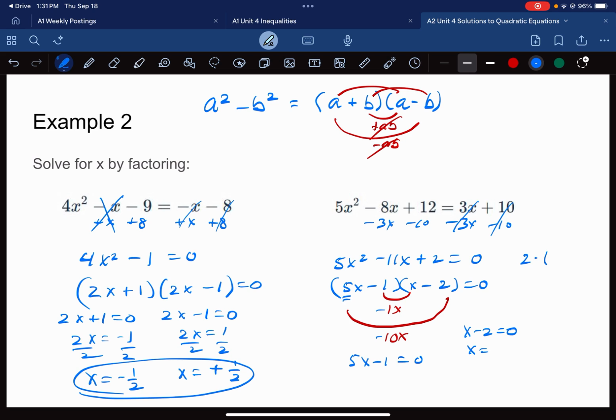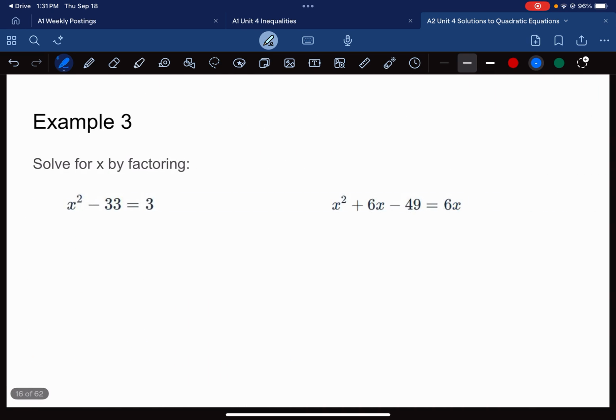So here x is positive 2. And here I'm going to add 1 and divide by 5, and I get 1/5. Okay, 2 and 1/5 are my answers there. You try this one. x squared minus 33 equals 3.